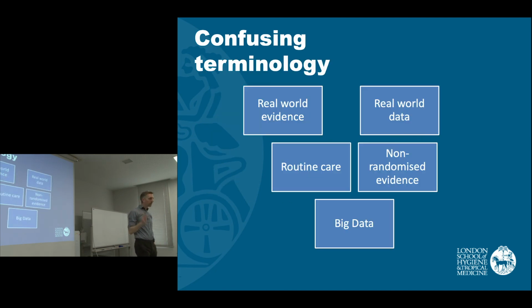Now, one thing about terminology: I think it can be very confusing in the world that we work in today, where things get used a little bit interchangeably. You'll hear people talk about real-world evidence, real-world data, routine care, non-randomized evidence, or big data, and lots of these will get used interchangeably. They're a little bit like a Venn diagram, where sometimes they involve each other, sometimes they don't. All I'm going to say is don't worry too much about these terms.